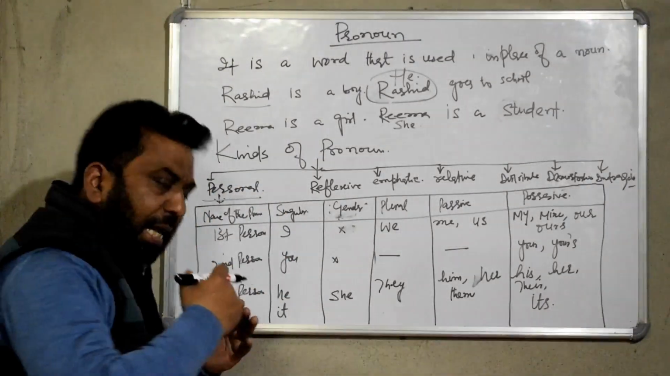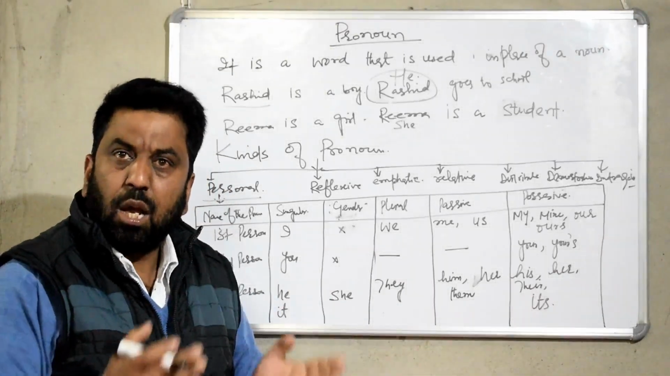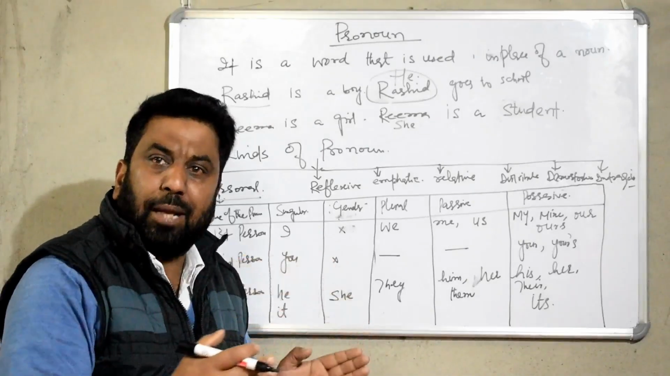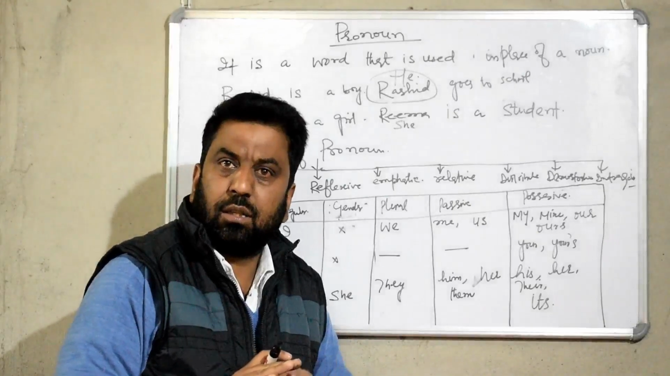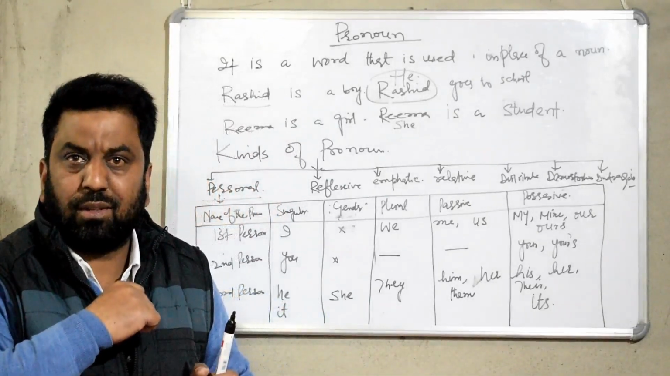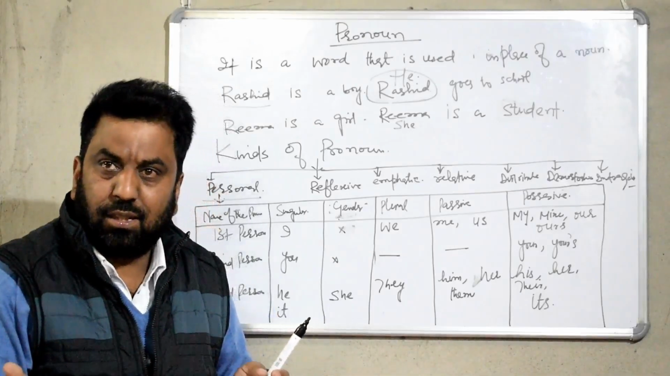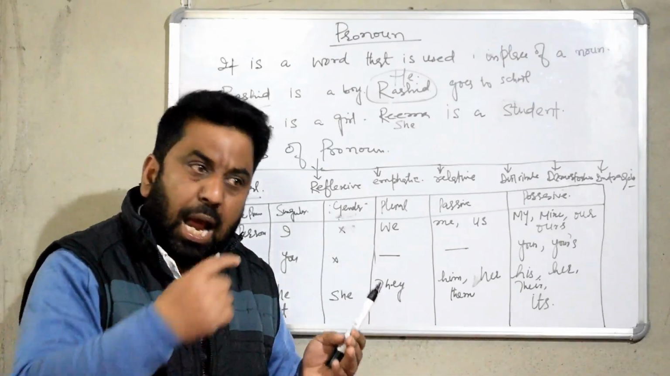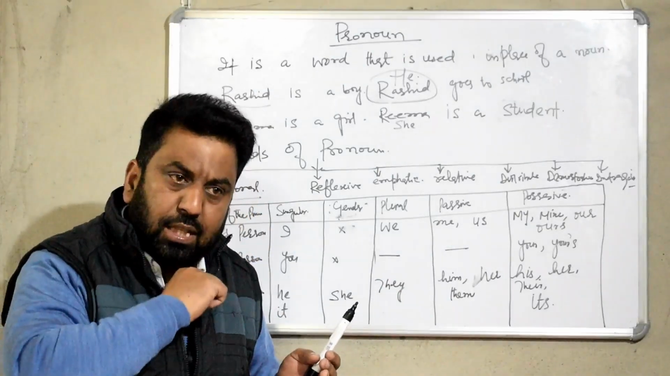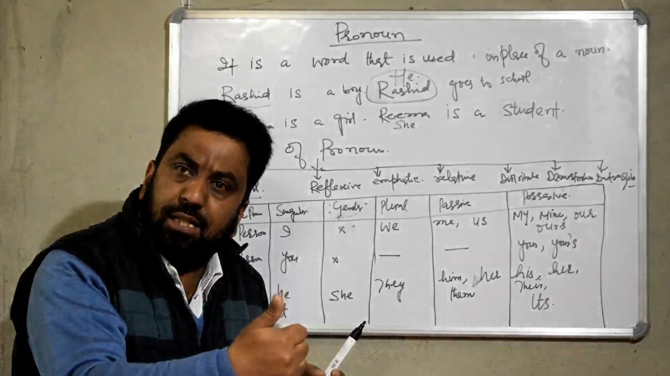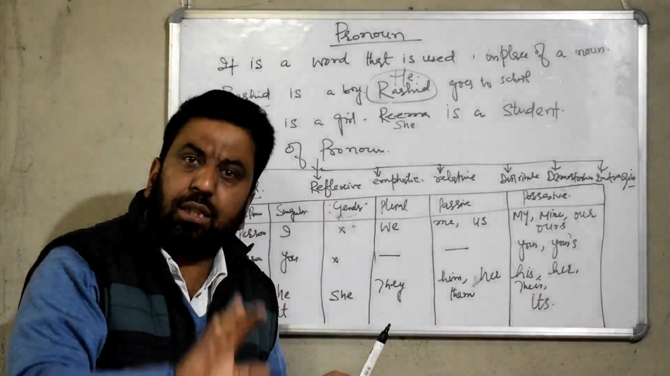Personal pronoun is that pronoun which denotes persons. Means which denotes the human beings. Now we have 3 persons. The person who speaks is called the first person. And the person who listens is called the second person. And when we involve a third person, 3 persons means one is the speaker, one is the listener, and the third one is about whom we talk. That's called the third person.